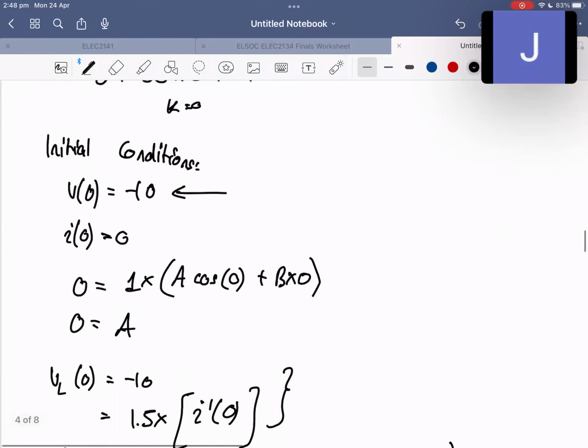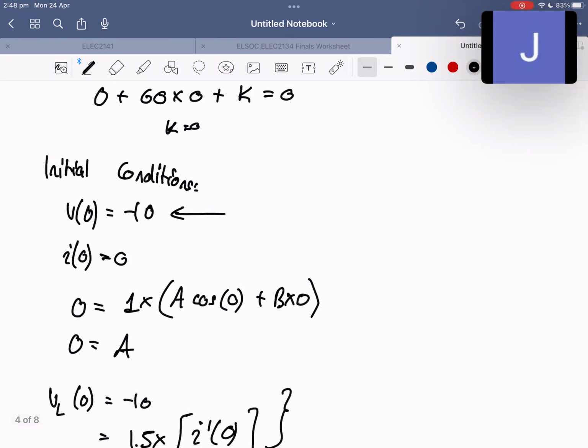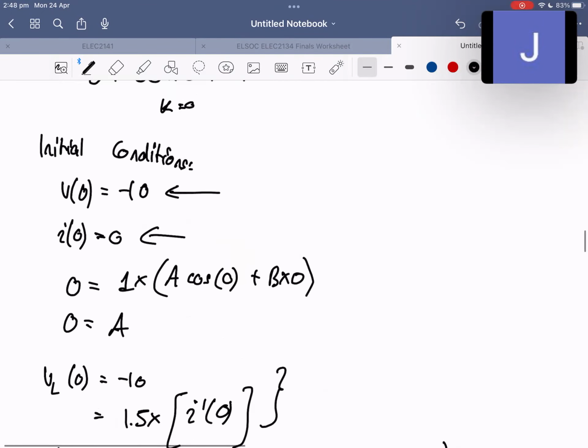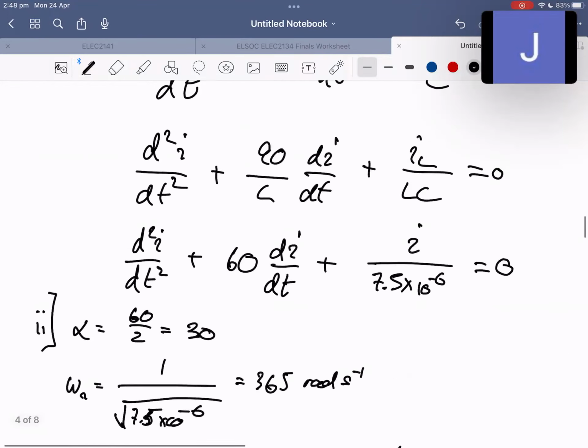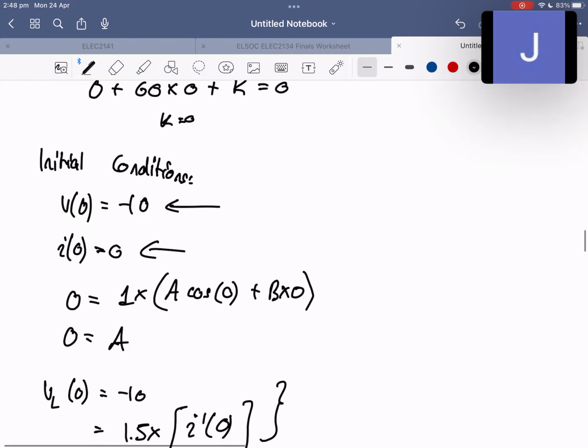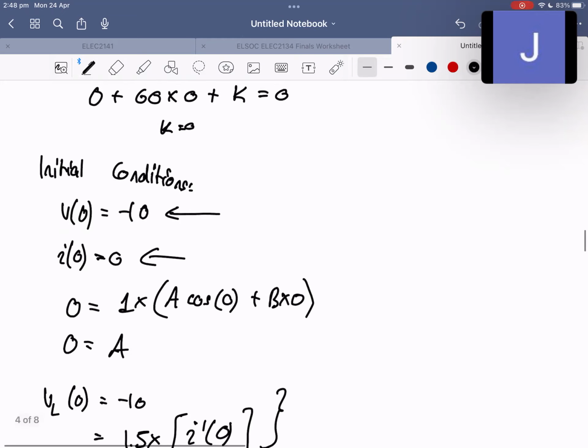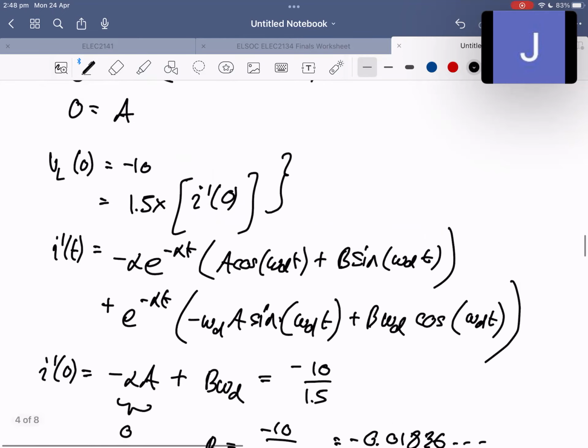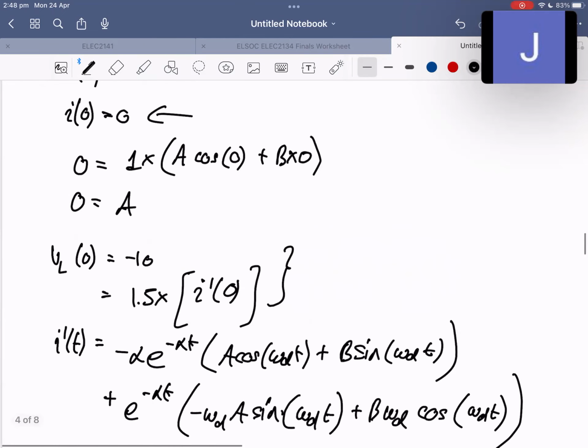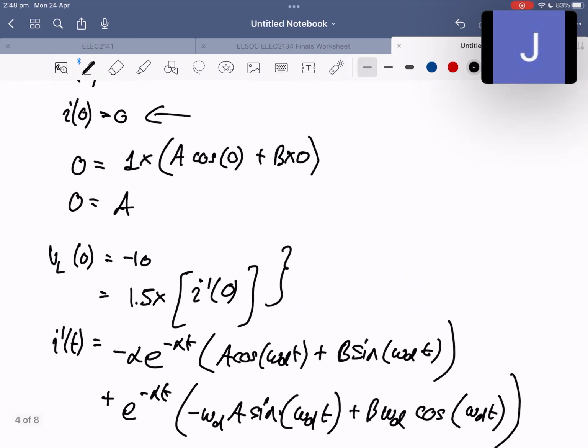So just to recap, we found A by looking at the condition that the current in the inductor is 0 at the beginning, because you assume that the circuit has been at steady state for a long time. So the switch is open, which means that no current flows. So we just sub that in and we got that A is 0. And the second condition we got from looking at the voltage across the capacitor, which consequently happened to be also the voltage across the inductor, since no current flows in a resistor.